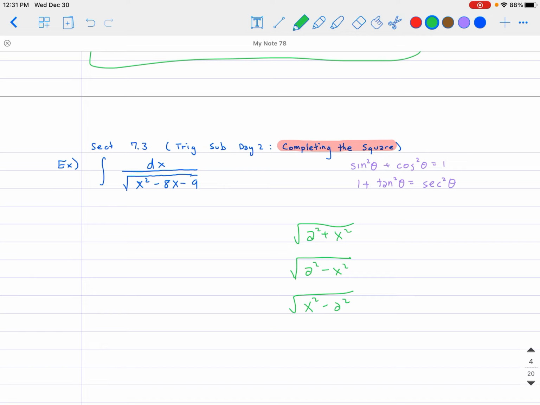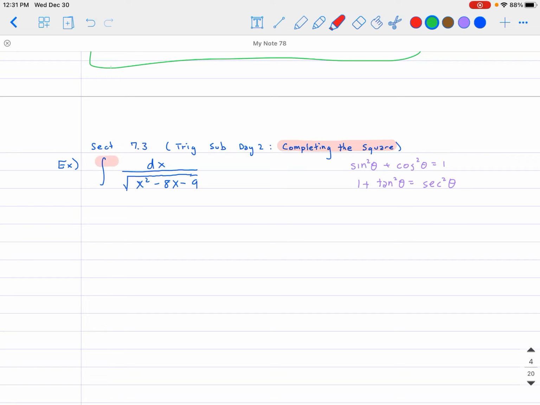Now, the problem is we don't always have that form, so we're going to have to be creative about what happens when we don't. That's what today is going to be about. So let's go ahead and look at this problem that we have set up on the left-hand side.